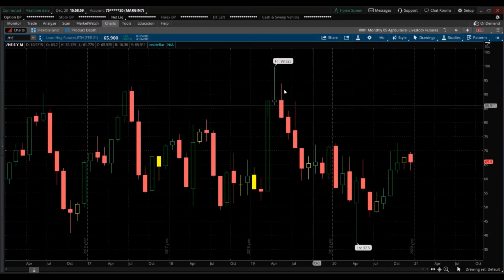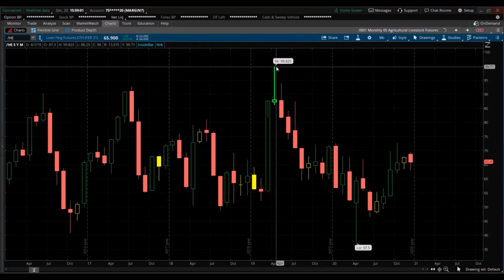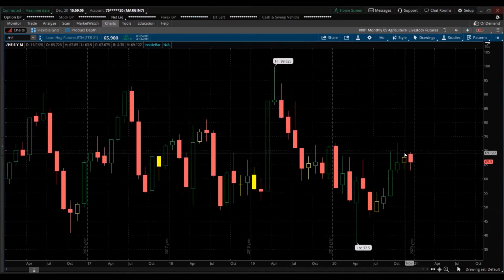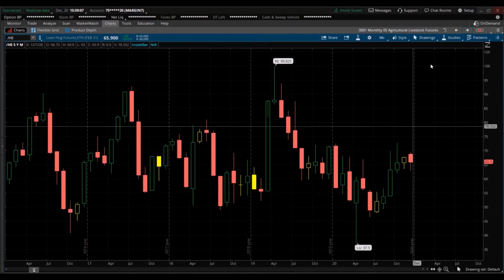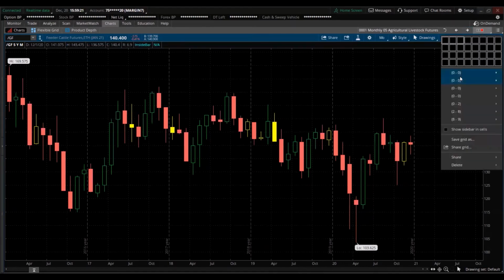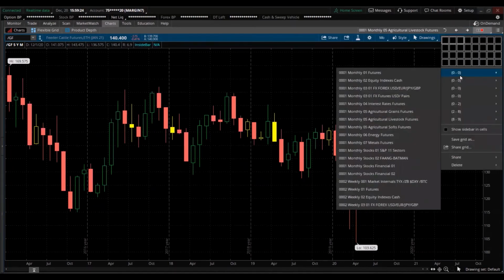Lean hog, all-time high for the 5 years right there, which was last year. And here we are now in a consolidation phase. Feeder cattle, all-time high was 5 years ago. And here we are now inside this consolidation. Commodity livestock is not so strong as the agricultural commodities.